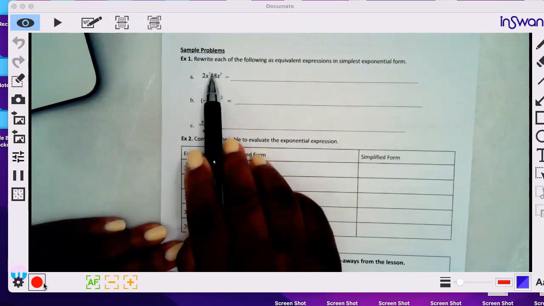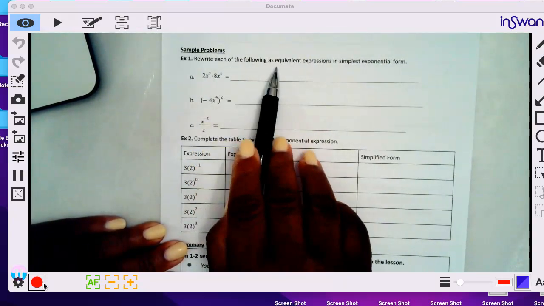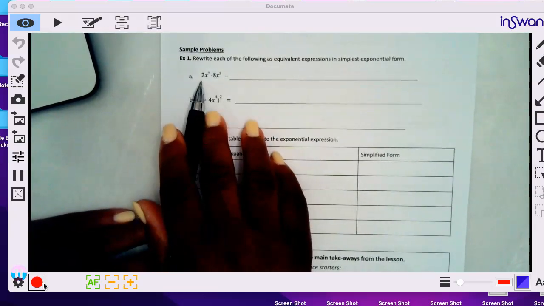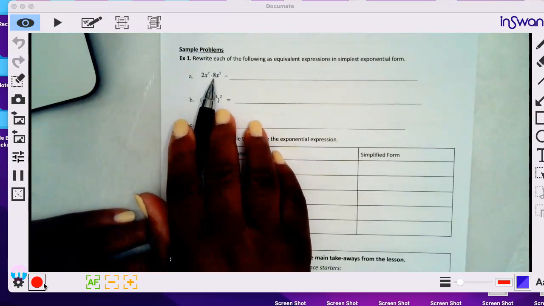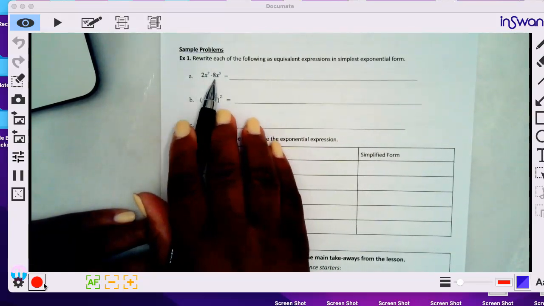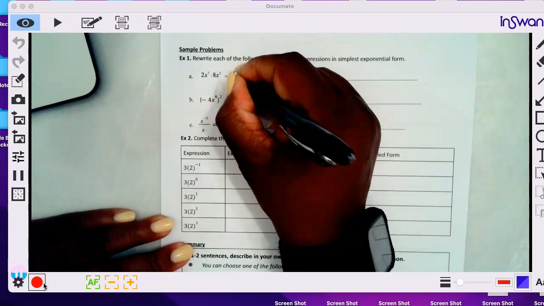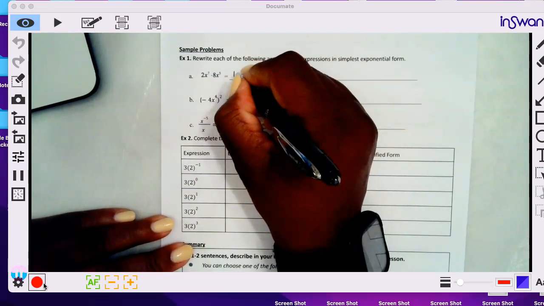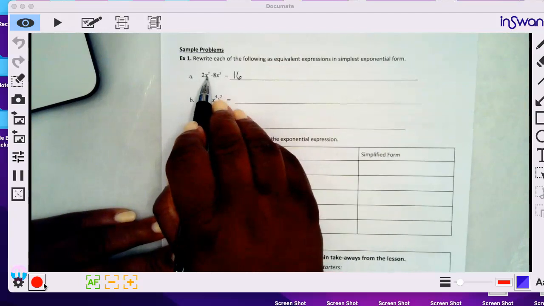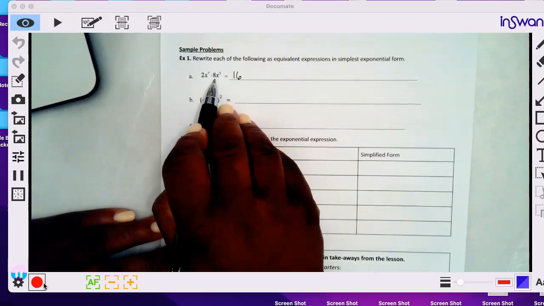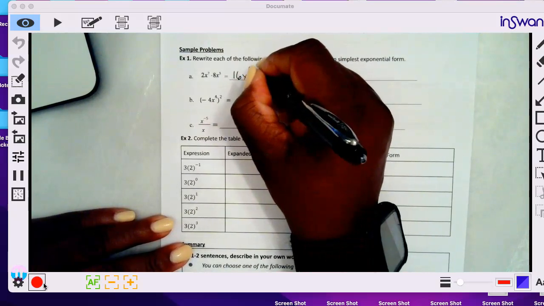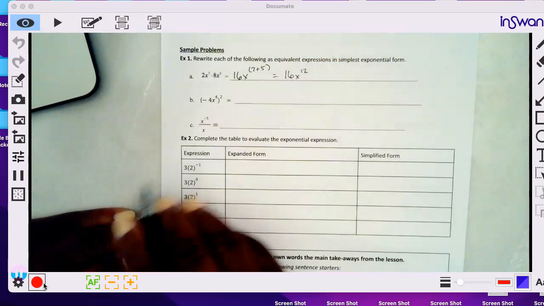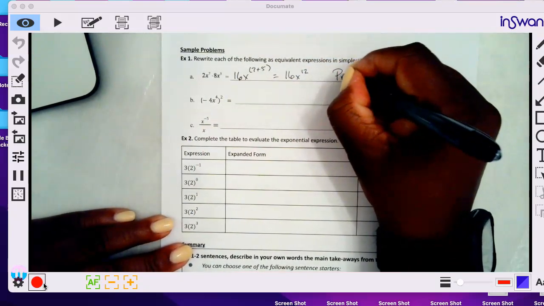Sample problem 1. Rewrite each of the following as an equivalent expression in simple exponential form. So how do we write this? 2 times 8, they're not the same base, so you need to multiply that. 2 times 8 will give us 16 for the coefficients. So you do whatever the operation says for the coefficients. That's 16. Now we have 7 with the base of x and 5. So therefore we're going to add those together. So x, and that's 7 plus 5, which is going to equal 16x to the 12th. And which rule is this? This is your product rule.